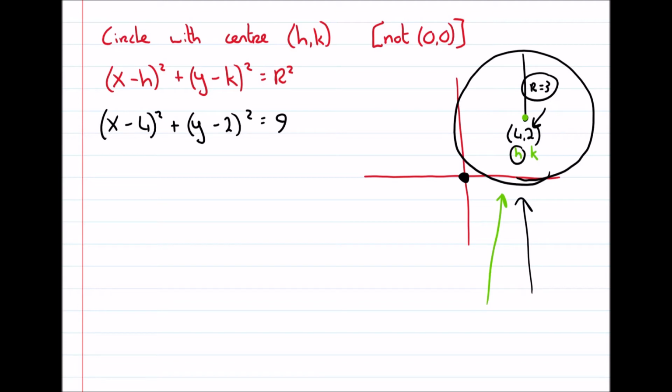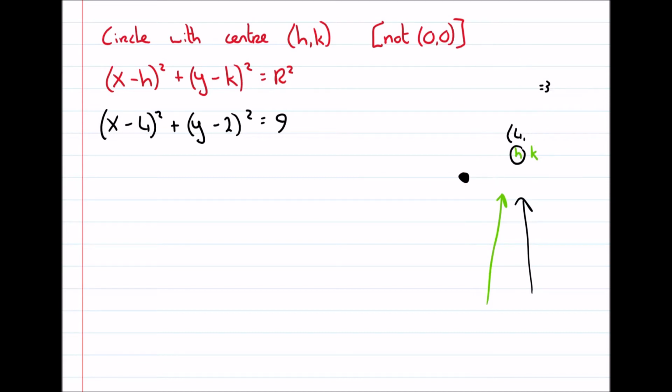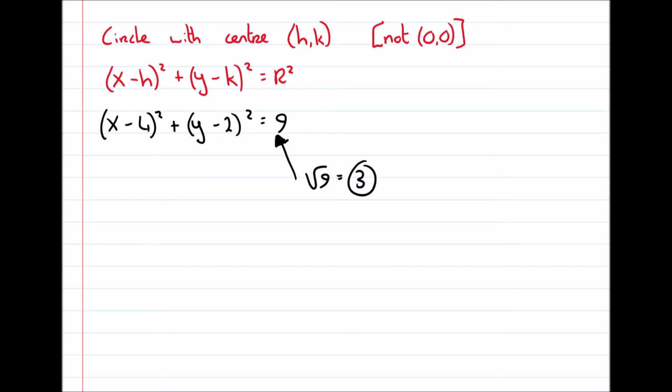Let's just say they gave me the equation and they asked me to find the circle's center and radius. Here's what I do. First of all, if I want to get the radius, I look at this number here and take the square root of it. So the square root of 9 equals 3. So the radius is 3, and we knew that already. And if I want to get the center, here's what I do.